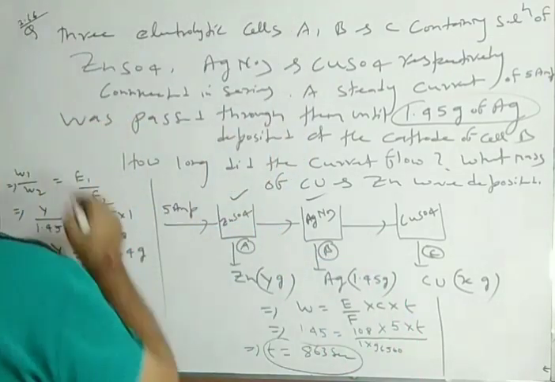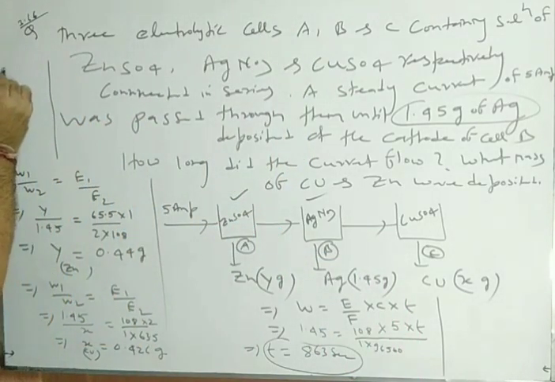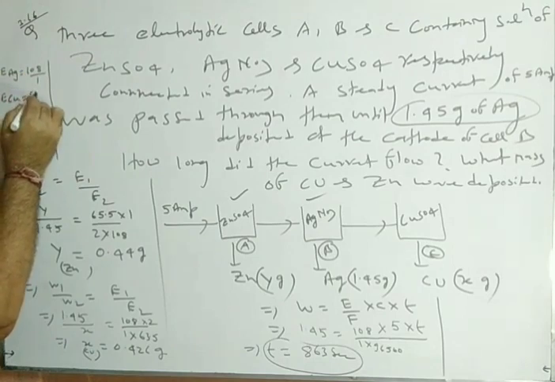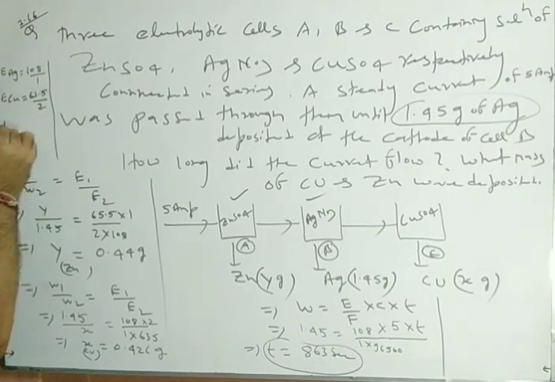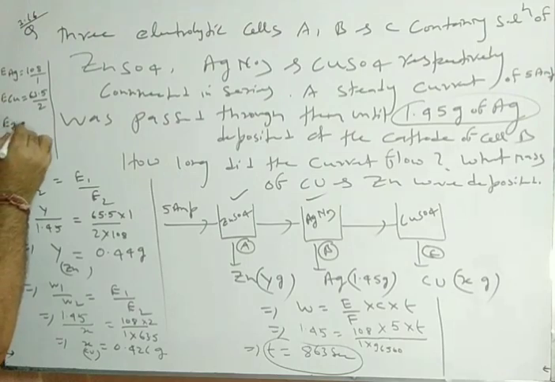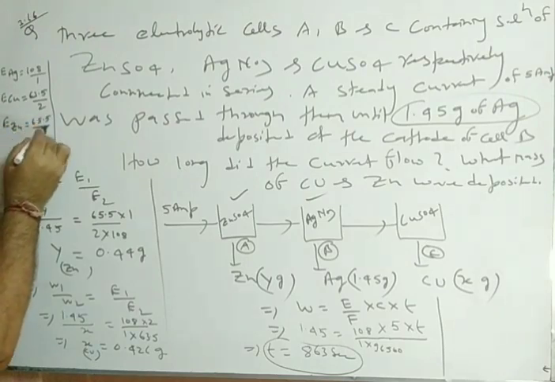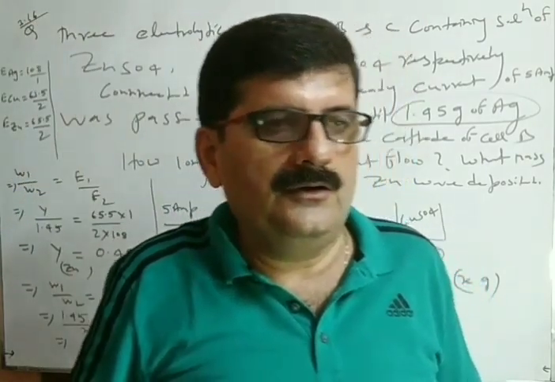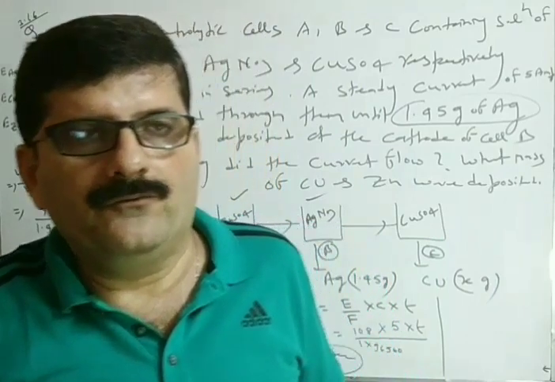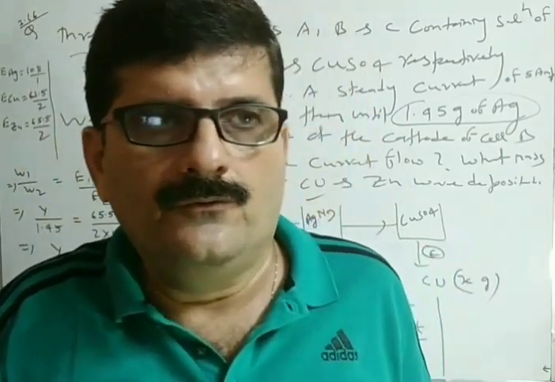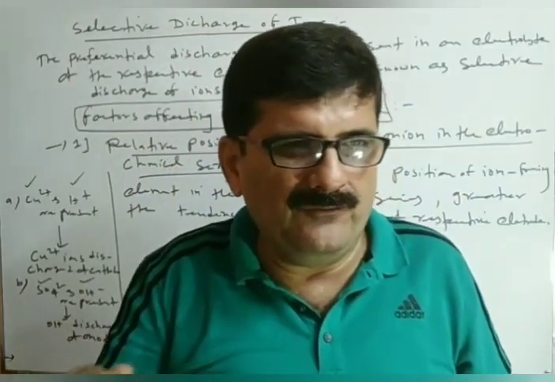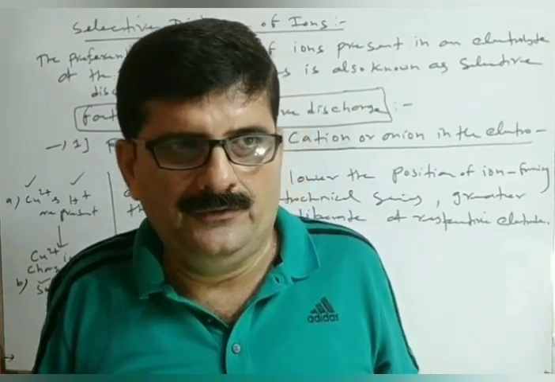You know very well, E silver is equal to 108 by 1, E copper is equal to 63.5 by 2, E zinc is equal to 65.5 by 2. Equivalent mass of metal is known. Then with the help of Faraday's second law of electrolysis, we can find out the weight deposited. This topic is very important in electrochemistry.